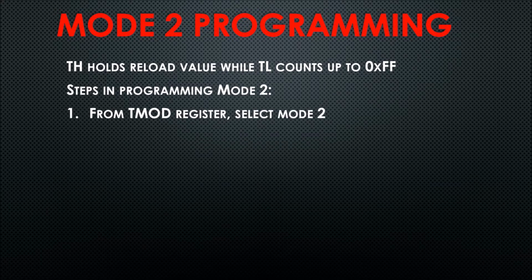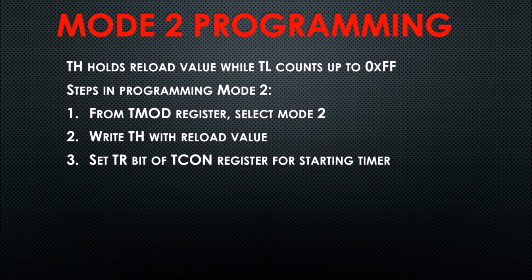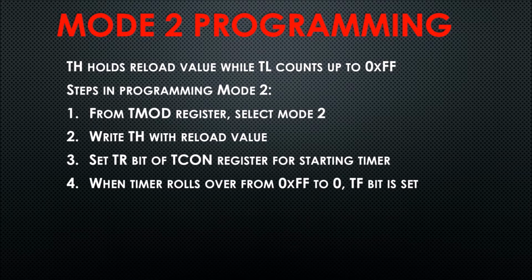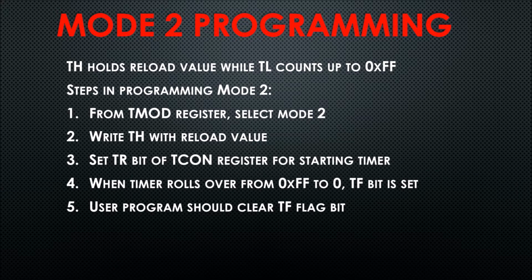Select mode 2 from TMOD register. Write reload value to TH register. Start timer by setting TR bit of TCON register. Timer starts counting from reload value and counts up to maximum limit, that is hexadecimal FF. When timer rolls over from maximum count, timer flag is set. User program should clear timer flag bit. TH value is now automatically copied to TL register and timer continues counting from this preloaded value. User can stop timer by clearing TR bit or can go back to step 5.